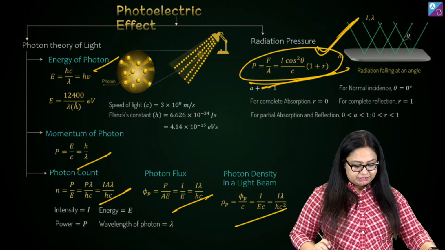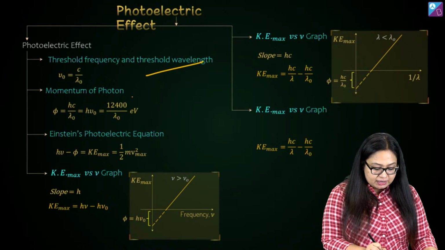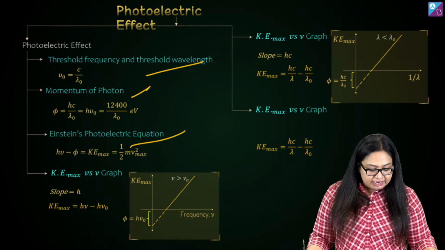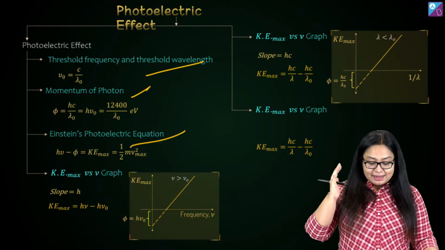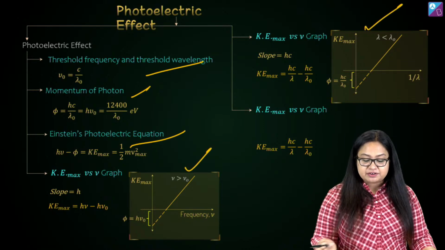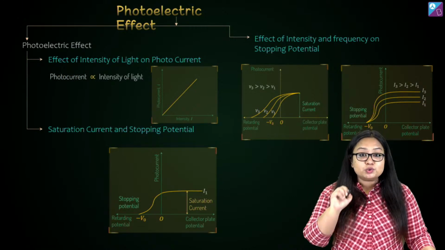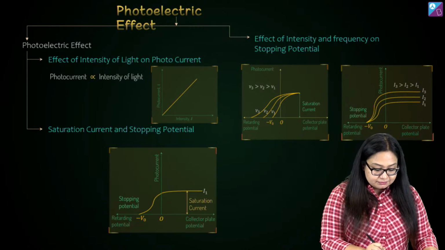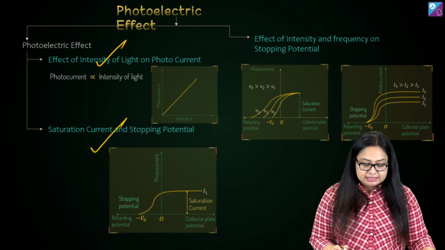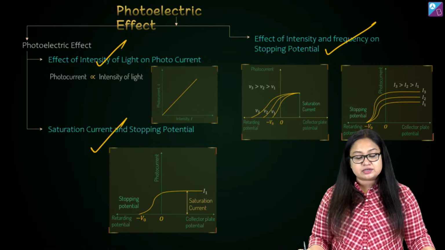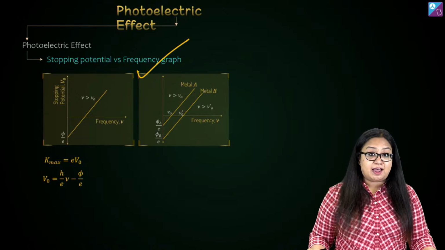Okay, do remember this. After learning about this, we went to photoelectric effect, what is threshold frequency and wavelength, what is momentum of a photon, Einstein photoelectric equation, right? Basically tells you about maximum kinetic energy of the electron, and different graphs that we have learned as well. So you will get these notes and do remember these. What is the relation between photocurrent and intensity, saturation current and stopping potential, intensity and frequency on stopping potential, and last but not the least, stopping potential versus frequency graph.